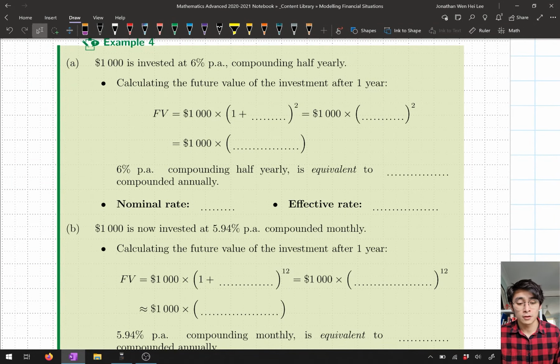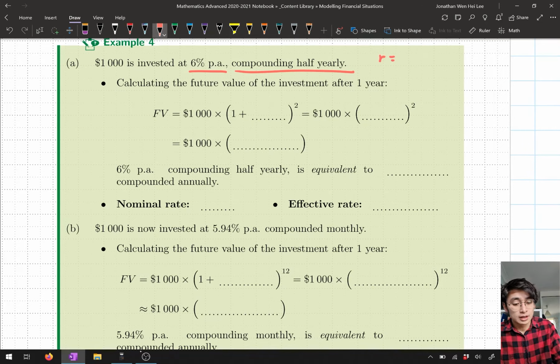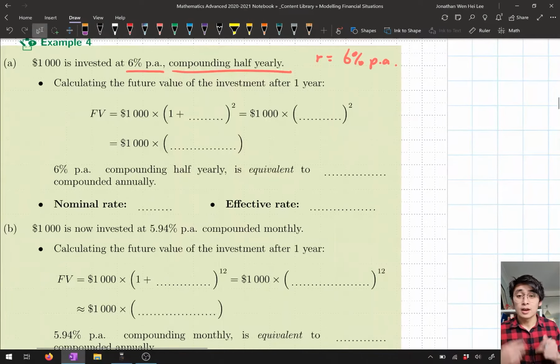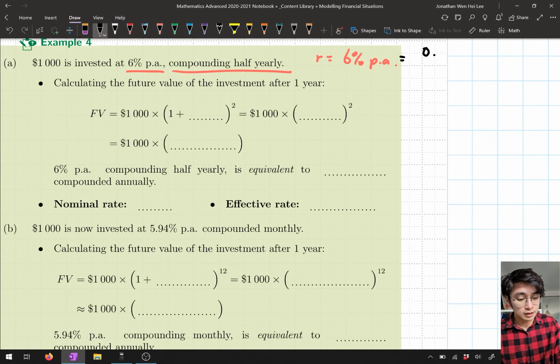Okay, so we want to calculate the future value of this investment after 1 year. This is 6% per annum, compounding half yearly. Our interest rate was 6% per annum, but because it's compounding half yearly, we need to convert that to a half yearly interest rate. Every year has 2 half years, so this is just going to be 0.06 divided by 2.